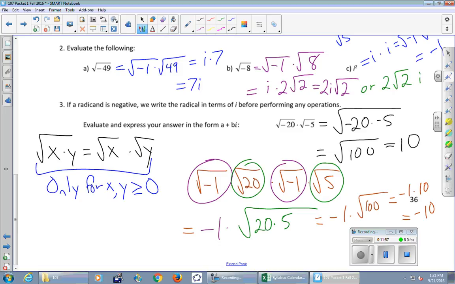And I think that's basically what number 3 says. If a radicand is negative, that's the x or the y, if a radicand is negative, we write the radical in terms of I before performing any operations. So pull that square root of -1 off to the front. That circled purple thing is I.